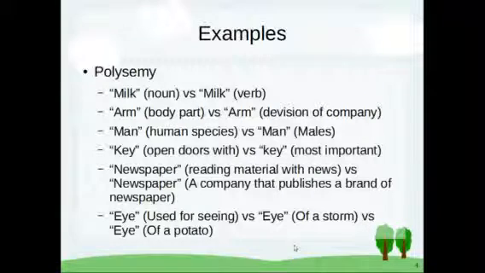So we have polysemy. We have milk versus milk. And here what happened is that the word milk, the noun, came to mean also the way of getting milk. So you milk a cow. And then what happened here is that the body part, arm, came to also mean the division of a company, as in it spreads off to the side, kind of like another way the company has a reach over society. That's where that comes from.